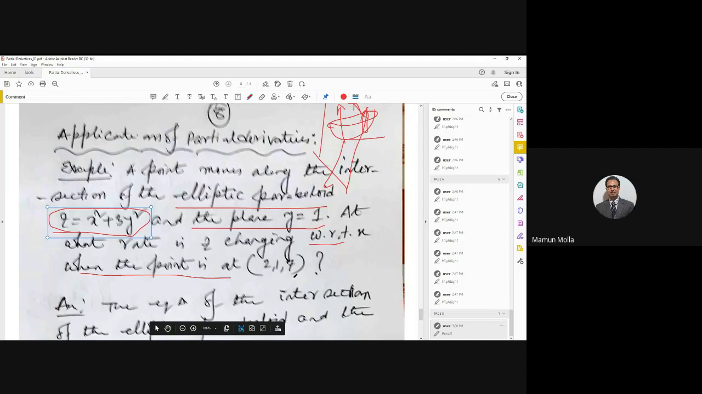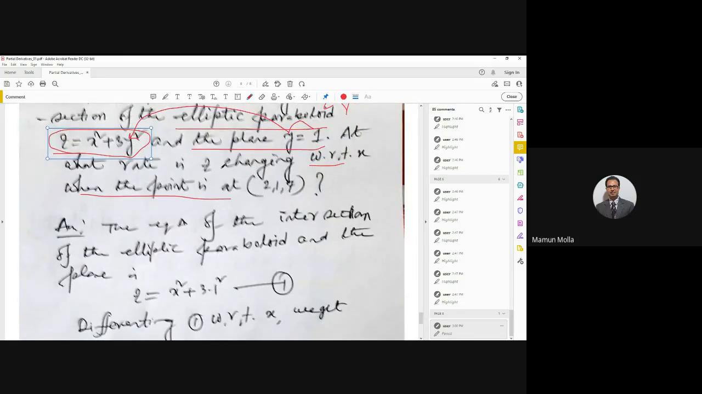It's a very simple case actually. At first we have to find out the equation for the intersection. Finding the intersection equation is not difficult. Here the value of y is given, y equal to 1, just plug in y equal to 1. Then you will get an equation of intersection. And then if you take the derivative with respect to x and plug in the point, you will get the result.